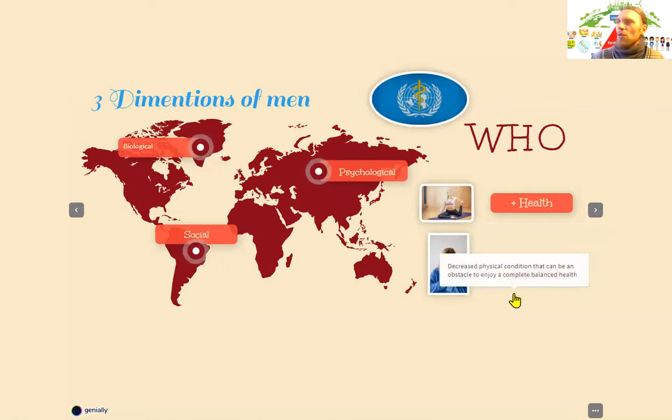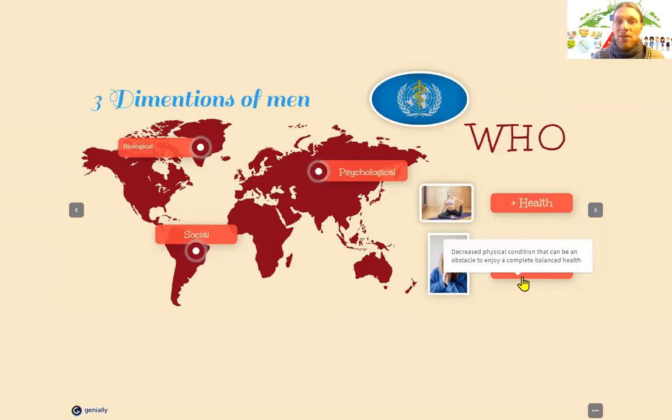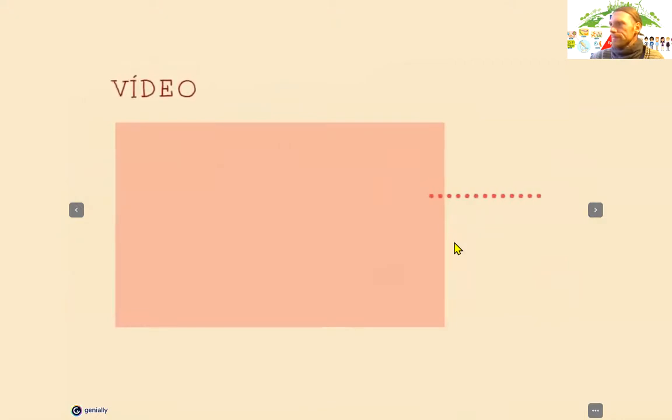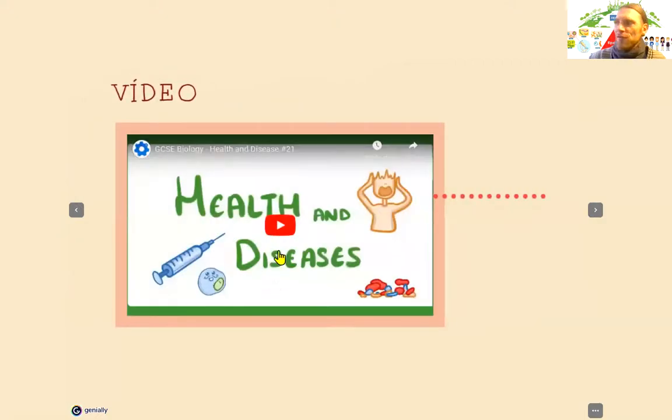Whenever there is something wrong with one of the three of them, you can go into sickness, okay? And this sickness is more than just being infected with something. People that are chronically depressed, we also consider that a sickness, okay? As well as other social situations, okay? So let's watch a small video about this.